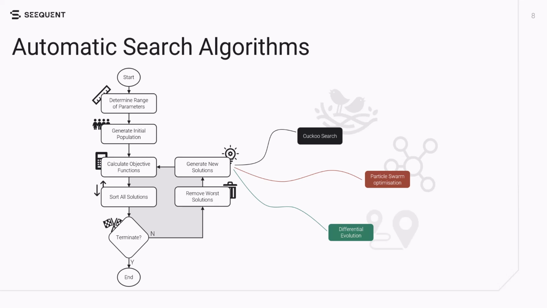The three optimization algorithms mentioned here, cuckoo search, particle swarm, and differential evolution, are available in GeoStudio. Let us go through each of these in more detail to better understand how they search for the slip surfaces with the lowest factor of safety.